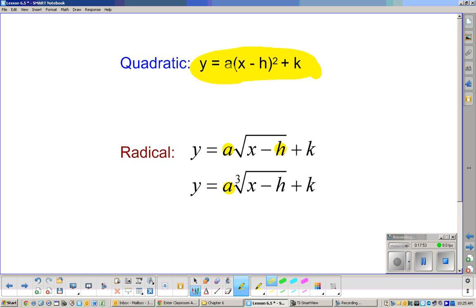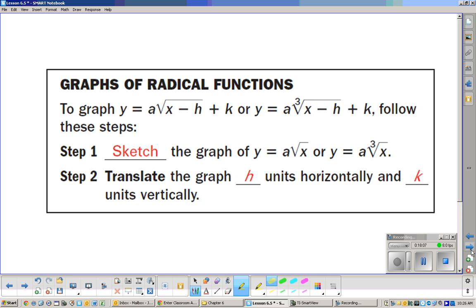And you know what else is the same? We still have a minus in front of that H, just like we always have. So when you look at the H, you have to take the opposite. Nothing has changed. H and K still move the same directions. So let's try and tackle that with a radical function. Here's what you need to fill in.